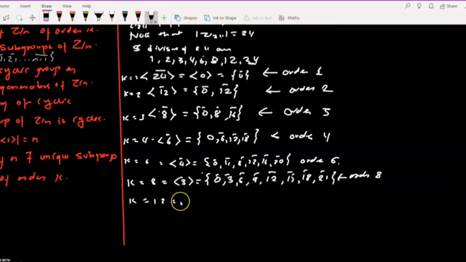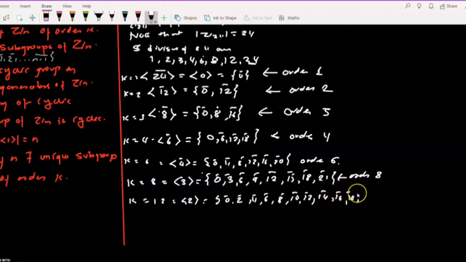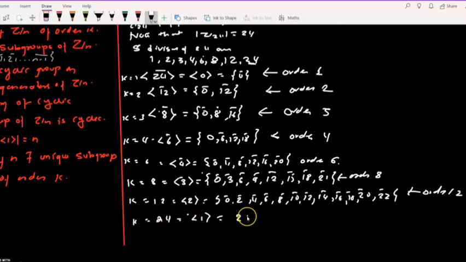For k equal to 12, this would be exactly 2: 0, 2, 4, 6, 8, 10, 12, 14, 16, 18, 20, 22, and that's it. So the order of this is 12. The moment I take k equal to 24, I get this to be 1, and that's pretty much Z24. Okay. So 1, 2, 3, 4, 5, 6, 7, 8. There are 8 subgroups.